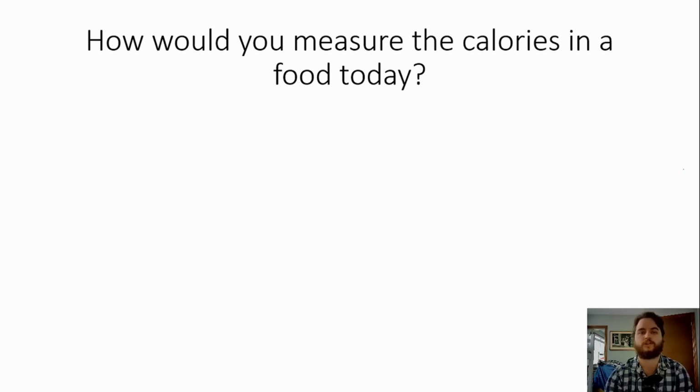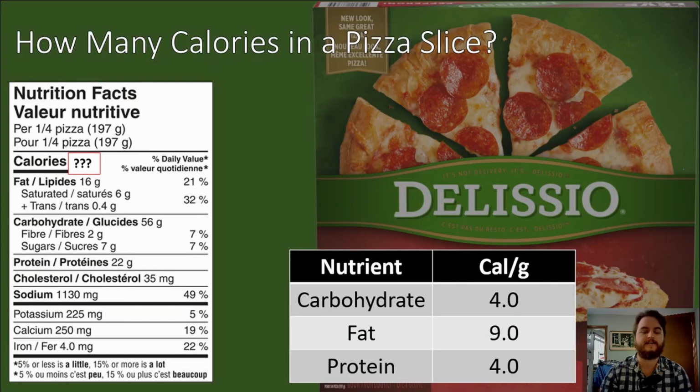So that's actually what we're going to be doing in this next little activity of how many calories are in the humble frozen pizza slice. So as you can see here on the left, we have our nutritional information with the various fats, carbohydrates, proteins, etc. And then just down here on the right, we have a list of the calories per gram for the major macronutrients.